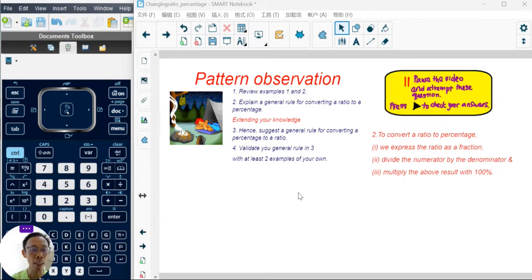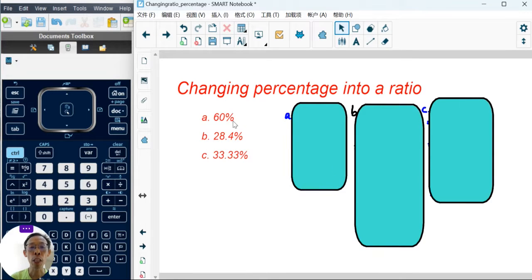Okay, you may have got the answer or you may not have. If you have not, then you may want to look at this video. All right, we're going to start with 3 examples, changing these percentages into a ratio.